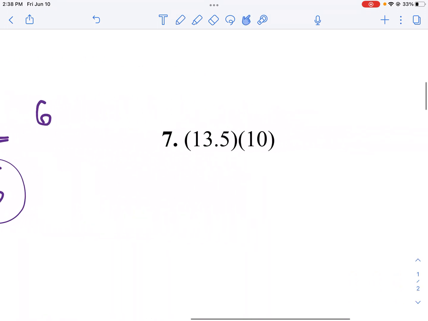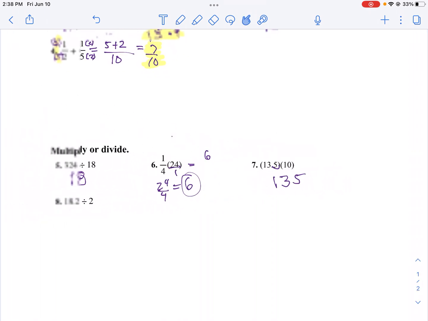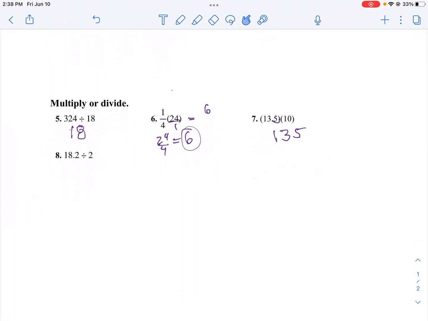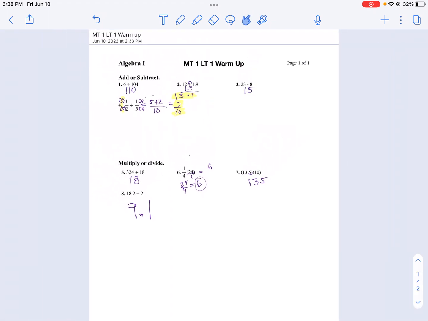We take a look at number 7, 13.5 times 10. Remember, when you multiply by 10, you just move the decimal place over one place, so you get 135. And our last one, take 18.2 divided by 2. Well, 18 divided by 2 is 9. And then 0.2 divided by 2 is 0.1, so we get 9.1. And there are solutions to all of our problems. I'm going to highlight all of my answers so I can see them there. If I were you, if you don't have a highlighter, at least circle it and put a box around it. And that's all we have to do for that warm-up.